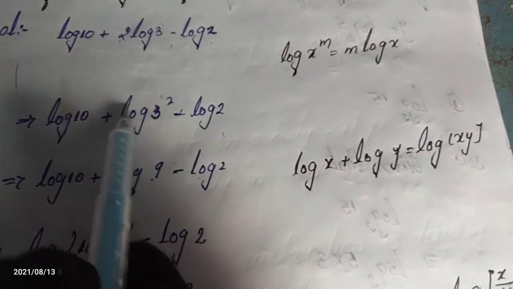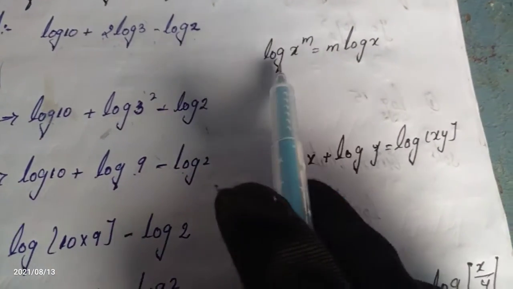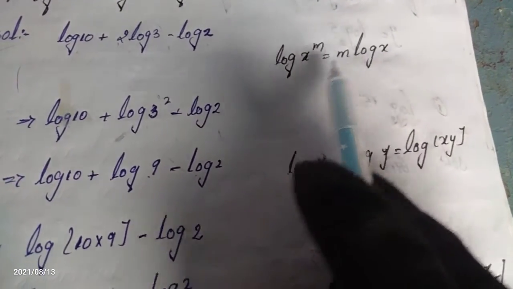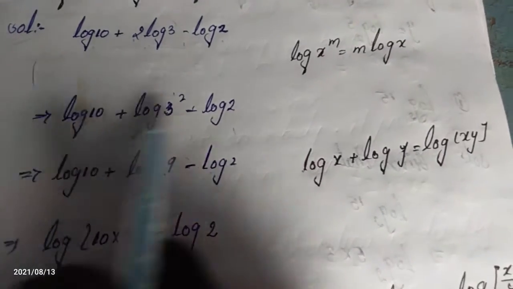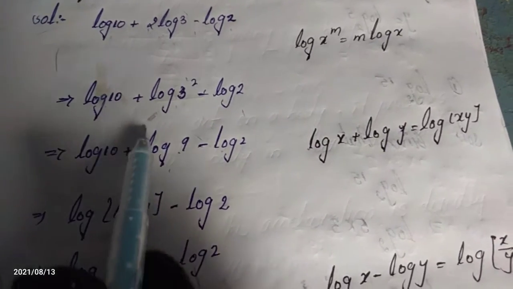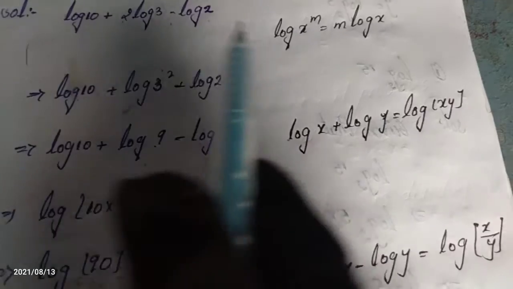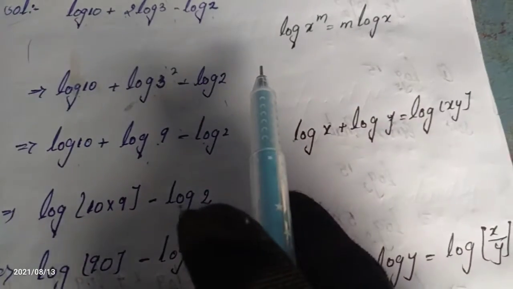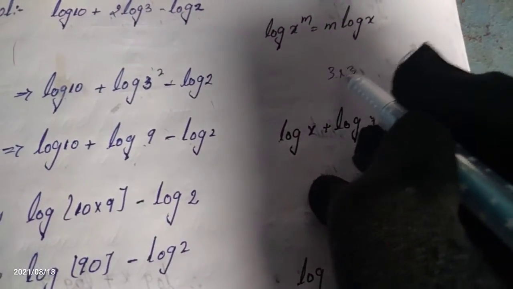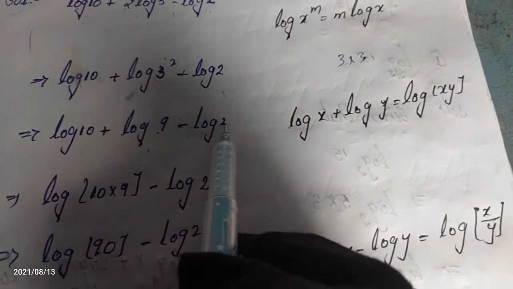Up to that clear? I am changing just the middle term according to this formula. What is the formula? Log x to the power m is equal to m log x. I am converting the middle one, and the remaining two are as they are. Come to the next one. Log 10 is as it is, plus is as it is. Log 3 squared. 3 squared means 3 into 3, just as x squared means x into x. What is 3 threes? 9. I am writing that here, the remaining term minus log 2 is as it is.